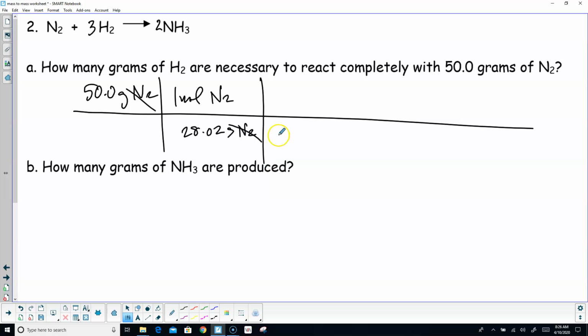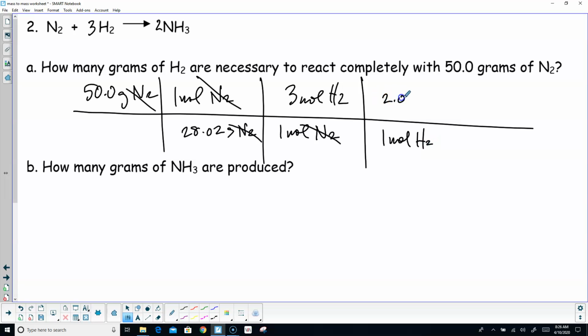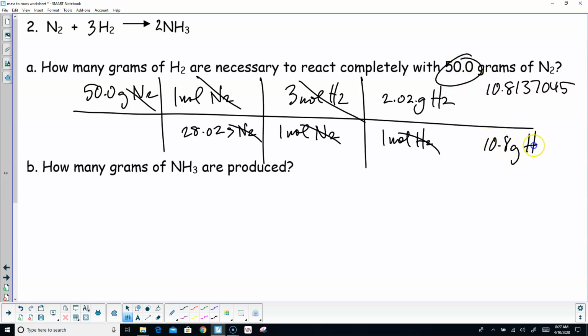I'm ready for my mole ratio from the balanced formula. For every 1 mole of nitrogen, there are 3 moles of hydrogen. Moles cancel. Now I need to know the molar mass of hydrogen. Once again, it is diatomic, so it's not 1.01, it's 2.02 grams of hydrogen. Moles cancel. Okay, so I'm ready to solve. I'm going to take 50 times 3 times 2.02 divided by 28. When you do so, your calculator is going to spit out 10.813745. We need 3 sig figs, so it's going to be 10.8 grams of hydrogen.